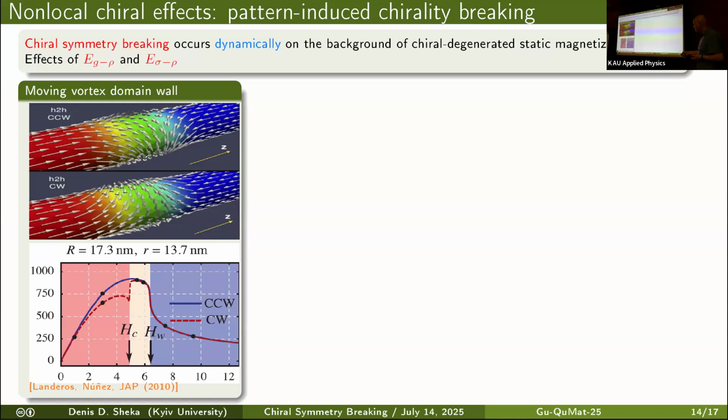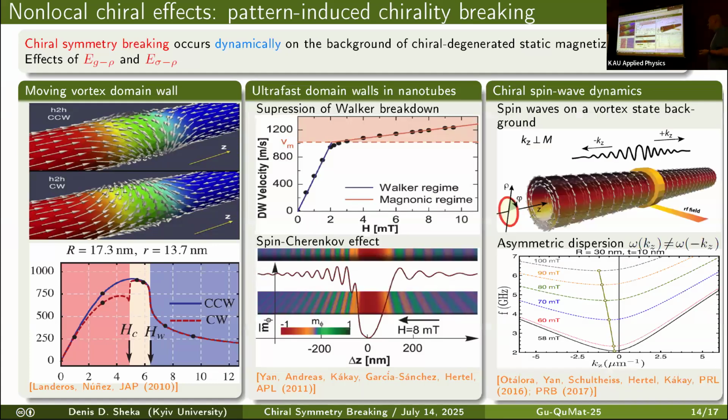You see that typical dependence: the velocity of the wall of the field depends on the chirality, and there appears the so-called chiral breakdown, so the break of the chirality of the domain wall. Another consequence is the suppression of the Walker breakdown, and it's connected to the spin-Cherenkov effect for the magnons.